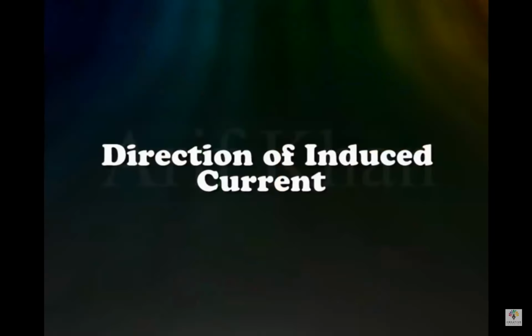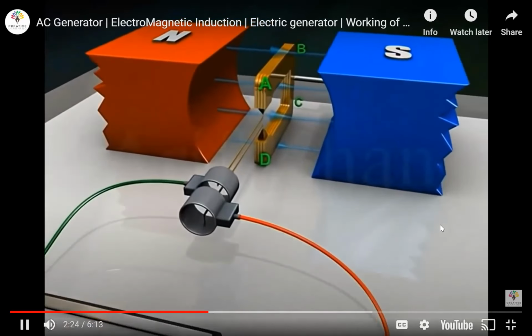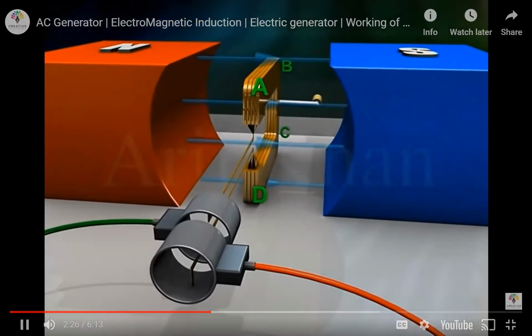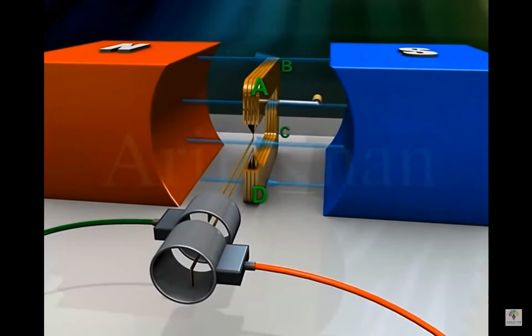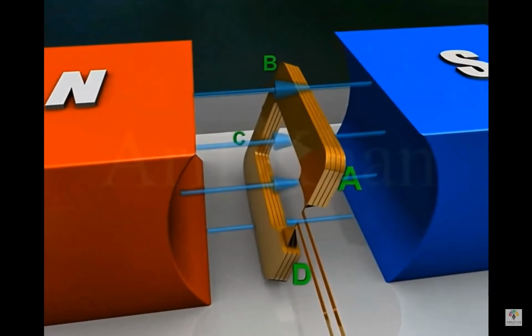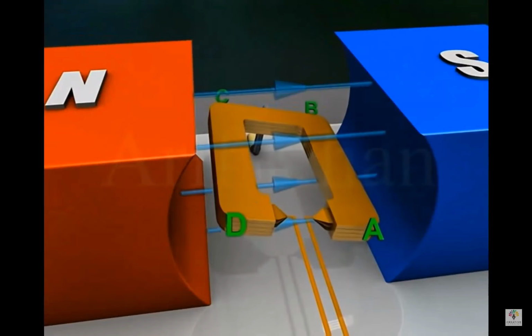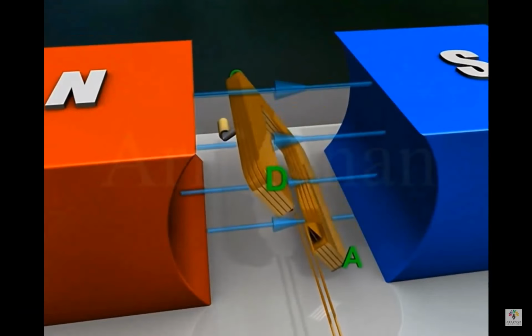Direction of induced current. This is the part where you start using Fleming's rule, guys. Initially, the armature ABCD is vertical with its arm AB up and CD down. The direction of magnetic field is from left to right. As the armature undergoes a half rotation clockwise, arm AB moves down while arm CD moves up.